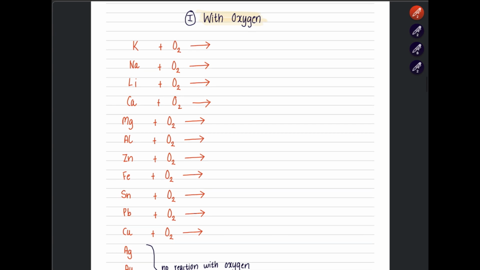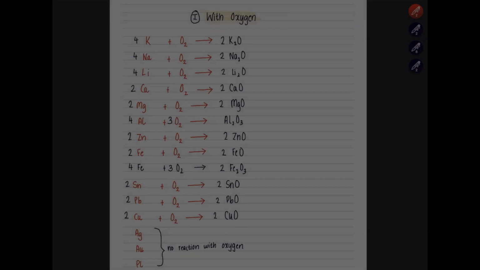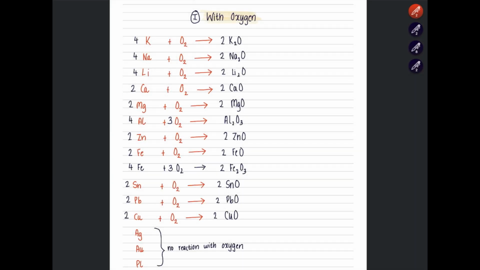So can you try to do this and balance these equations? Remember that when a metal and oxygen react, we get a metal oxide. Try to do this and I will reveal the answer after that. Alright, so these are the products with balanced equations. Now if you notice, for aluminum we have Al2O3. This is the aluminum oxide.